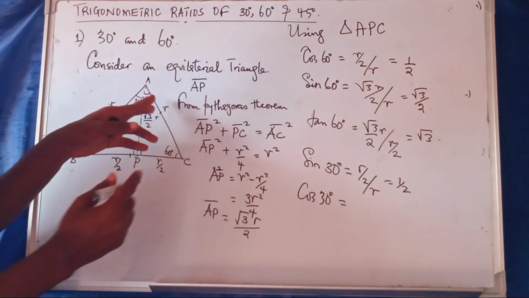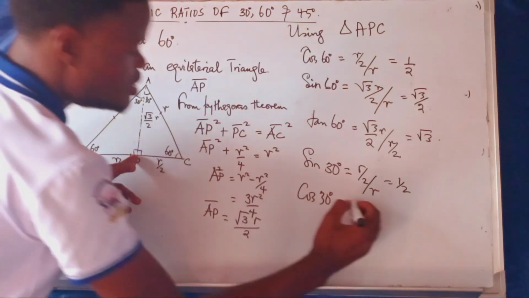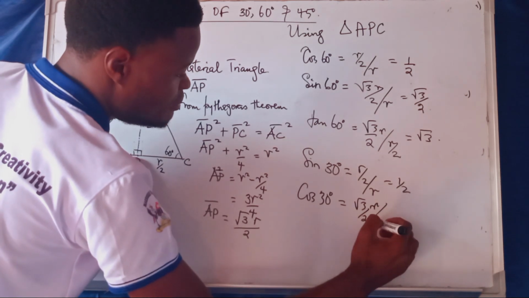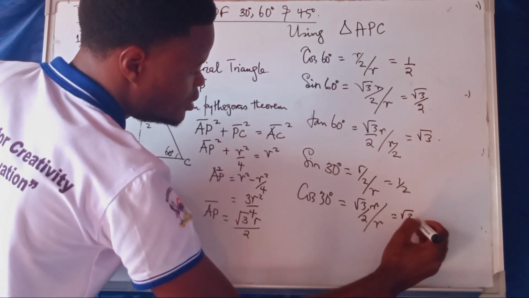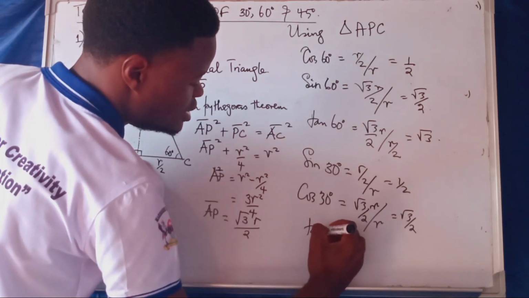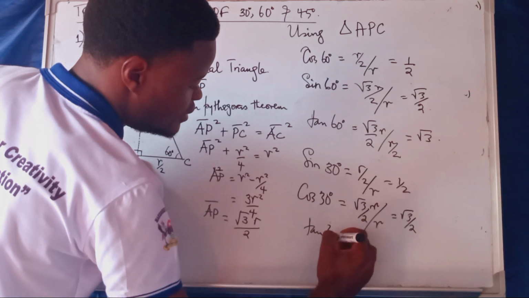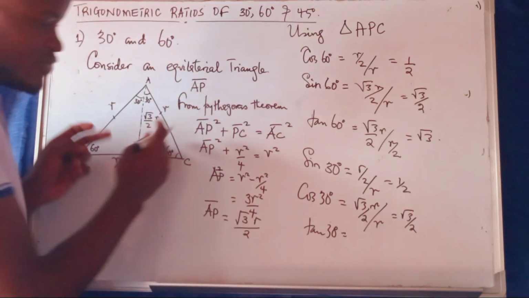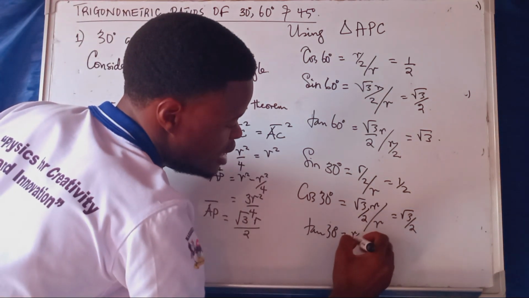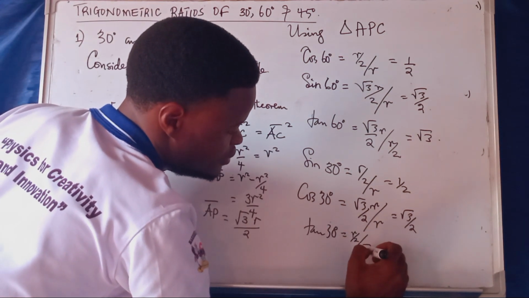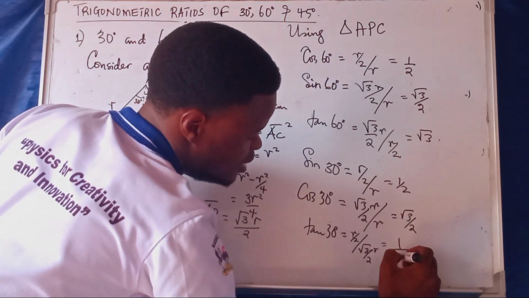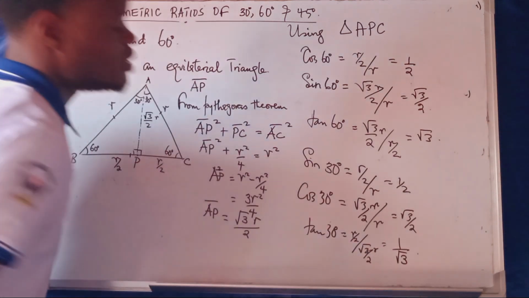The same applies for cos 30. If this is the angle, this is the adjacent, root 3 over 2r divided by r, which is root 3 over 2. Then tan 30 is opposite r over 2 divided by the adjacent, root 3 over 2r. This gives us 1 over root 3.